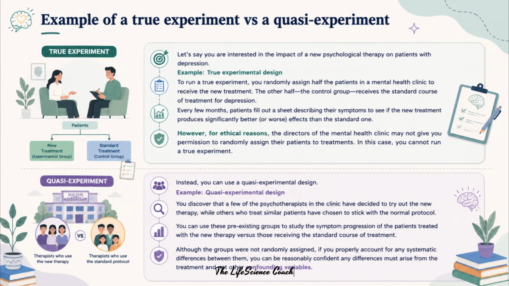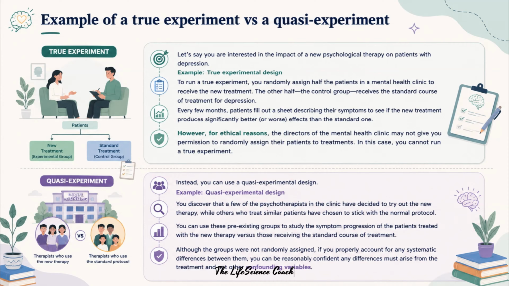Because participants are randomly assigned, true experiments provide highly reliable results and stronger evidence for cause and effect relationships. However, in real-life situations, conducting a true experiment is not always possible. For ethical or practical reasons, hospitals or clinics may not allow researchers to randomly assign patients to treatments. In such cases, researchers use a quasi-experimental design.